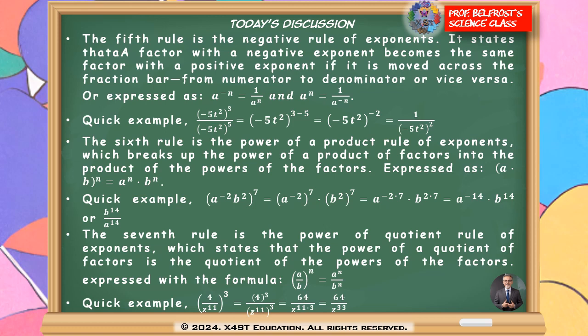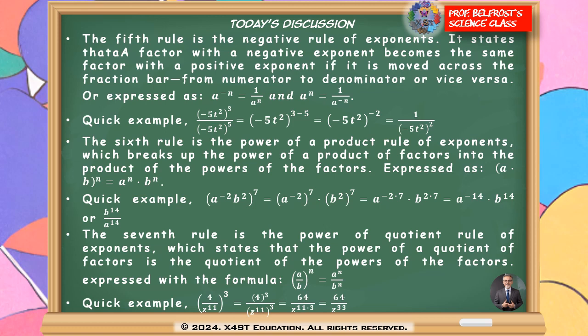So the sixth rule is the power of a product rule of exponents, which brings the power of a product of factors into the product of the powers of the factors. It can be expressed as a times b together to the n equals, you just split it, a to the n times b to the n.